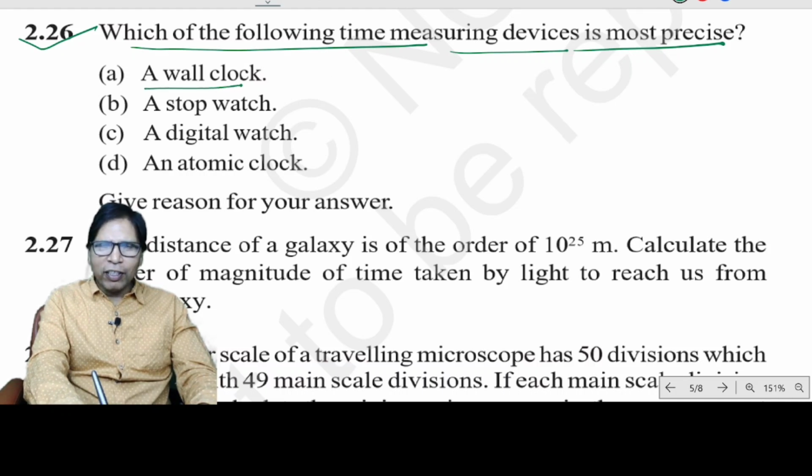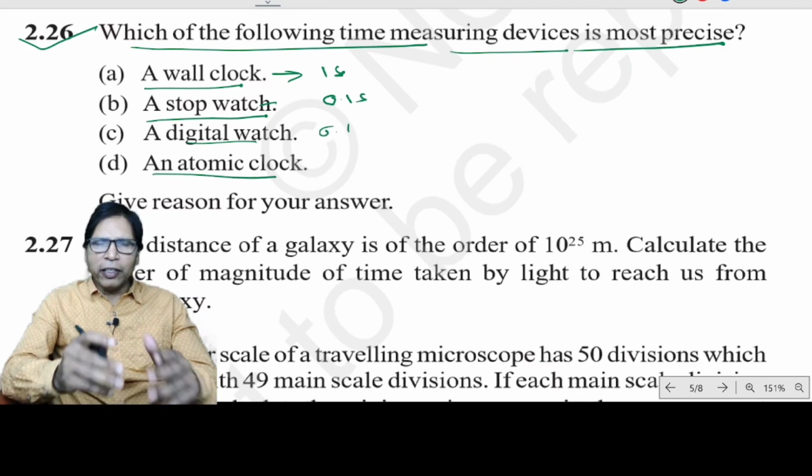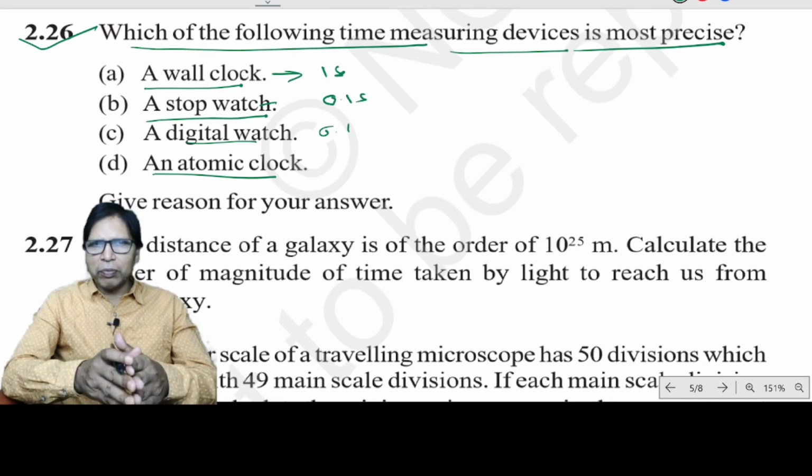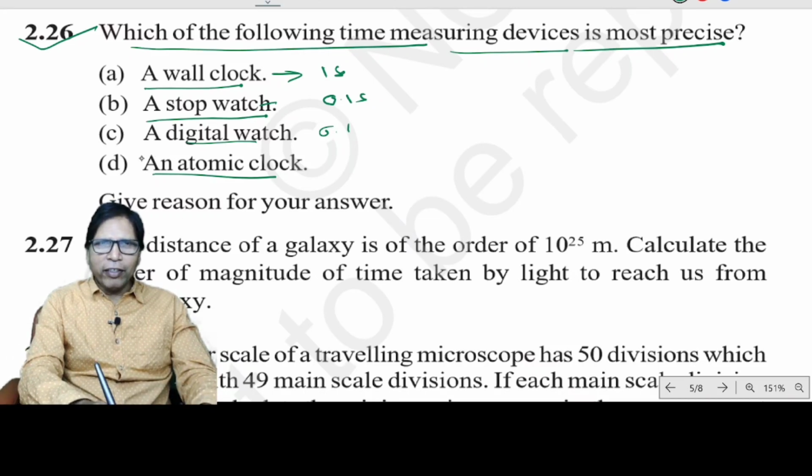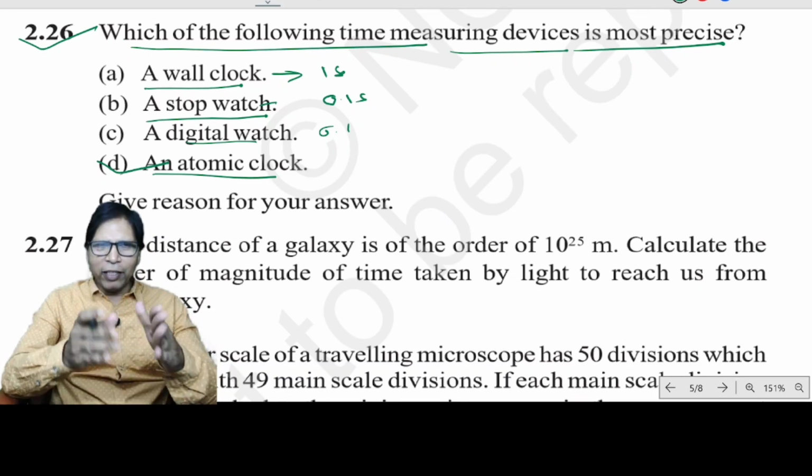Now 2.26. Which of the following time measuring devices is most precise? A wall clock, a stopwatch. A wall clock measures a minimum time of 1 second. A stopwatch measures a fraction of a second. A digital watch also measures a fraction of a second, but an atomic clock measures very small time. So this is the most precise instrument for measuring time.